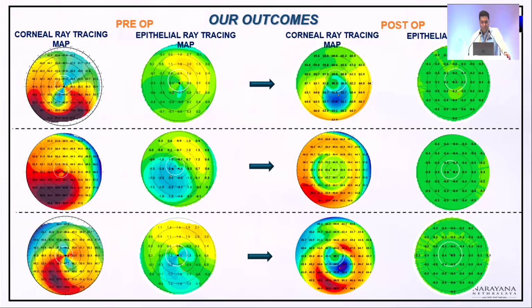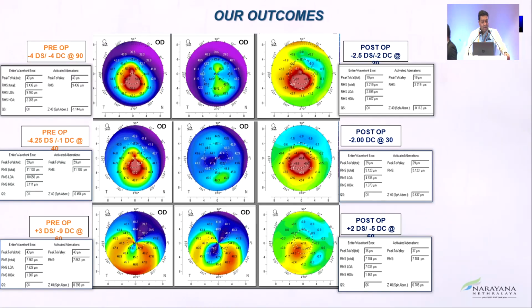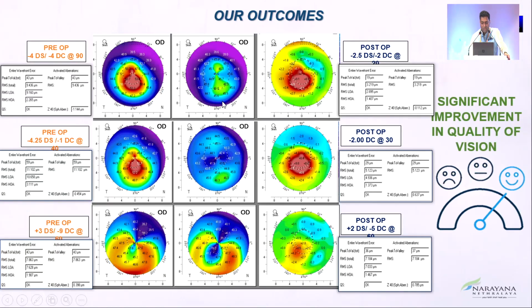There are a few images of outcomes, what we see on the right and left, and it's quite amazing how the next generation of these ray tracing systems is going to change the way we see our refractive patients. You can see that keratoconus is now something we can work on like you're doing a LASIK or other refractive procedures.